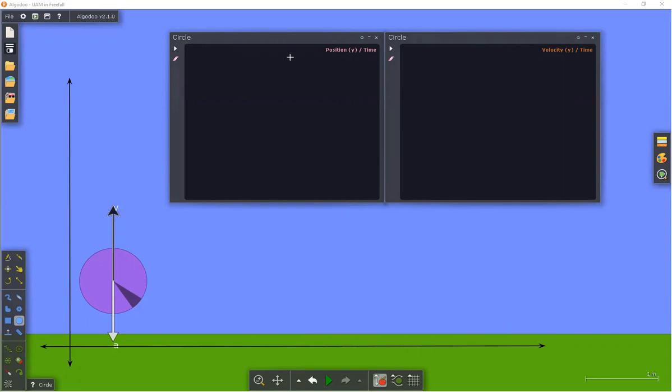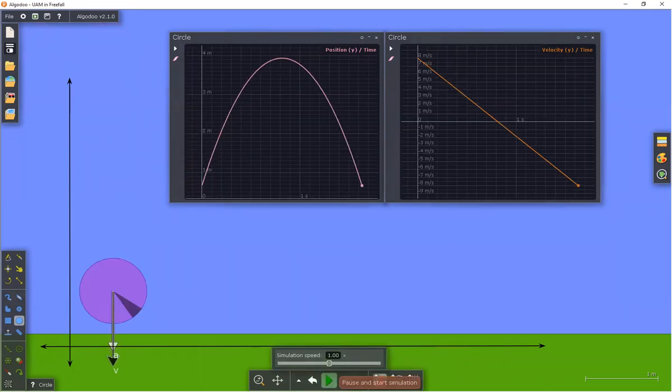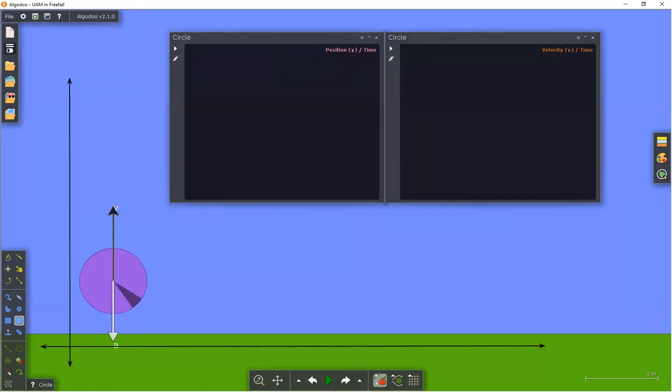And notice the initial velocity is in the upwards direction. So I would call this my initial position in the y direction, and my graphs are actually going to reflect position in the y direction and velocity in the y direction. And look what we get. The same exact type of motion graph. Not the same motion, but the same exact type of motion graph.